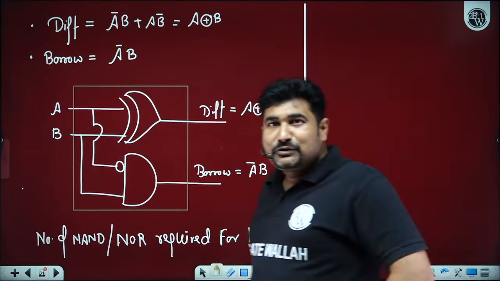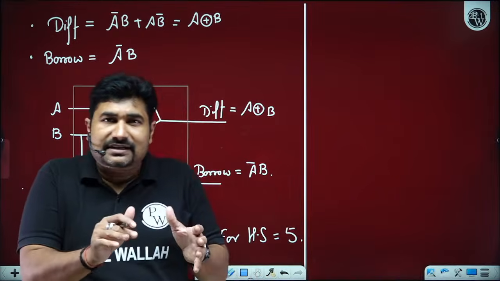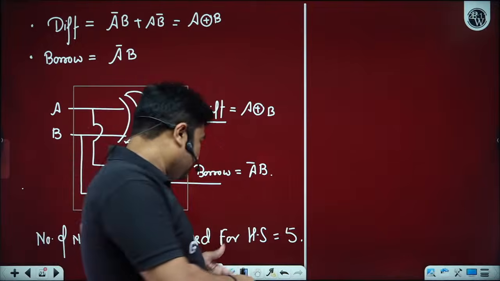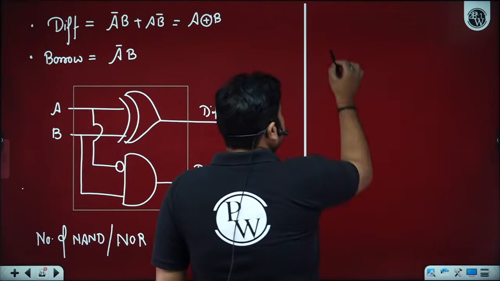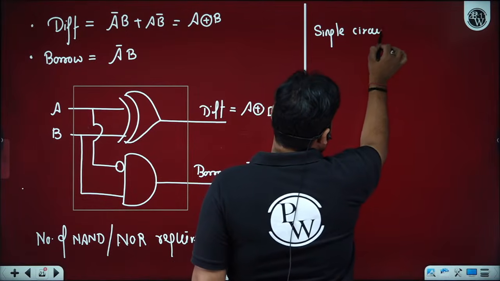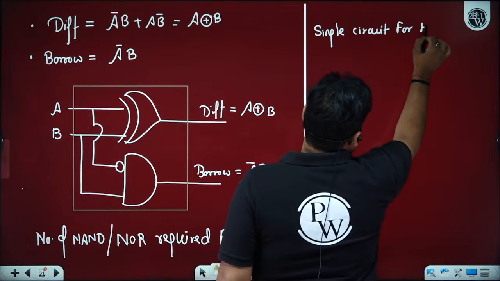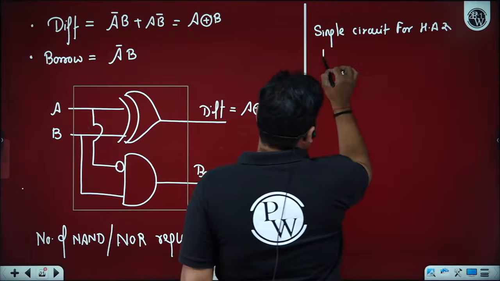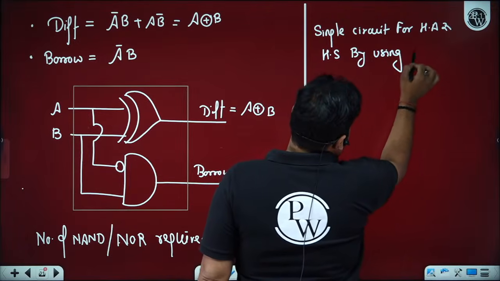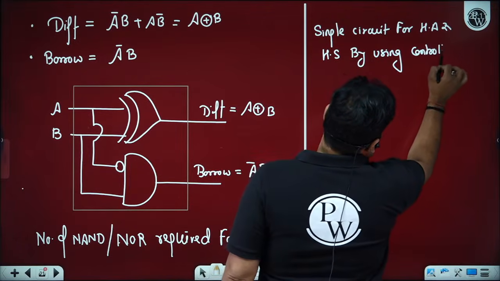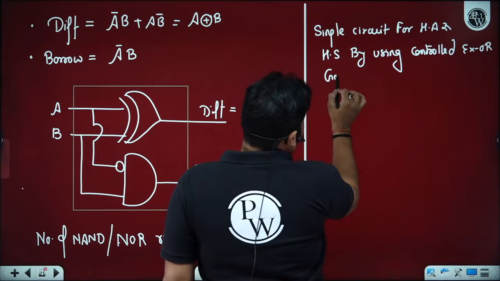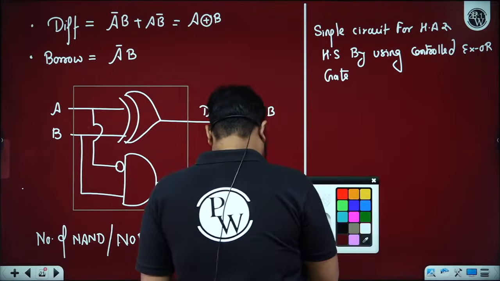Is it okay? So we have an adder and a subtractor. Can we design a circuit where we can put plus to add and minus to subtract? Yes, we can do it. We can design a single circuit for a half adder and half subtractor by using a controlled XOR gate. We can do it by using a controlled XOR gate as well.